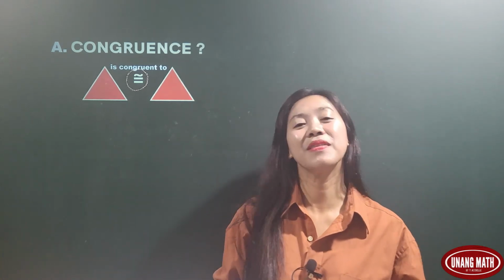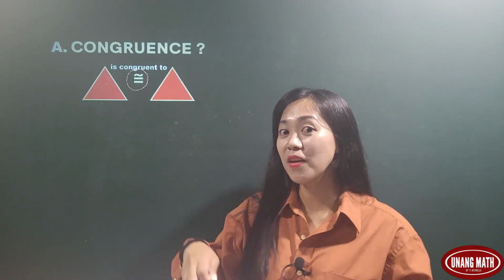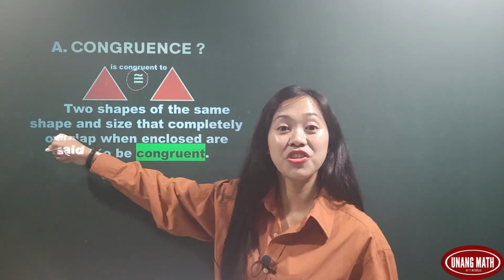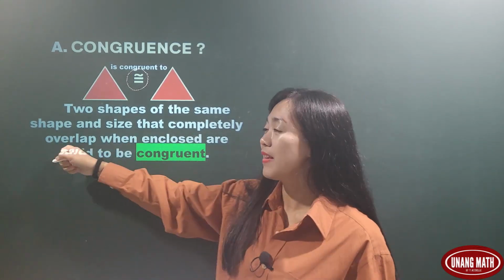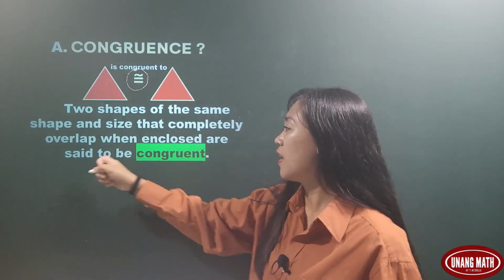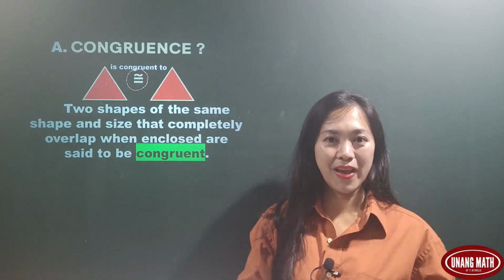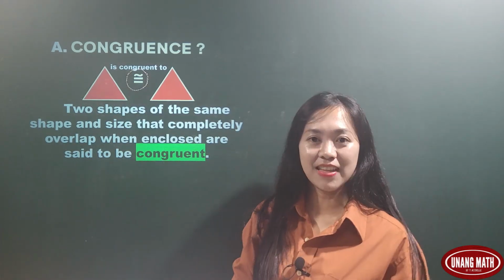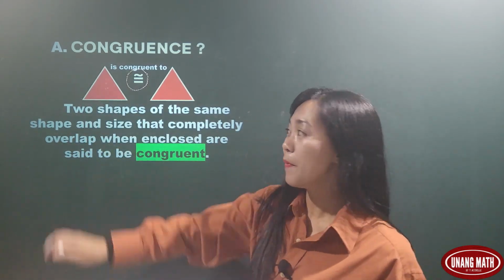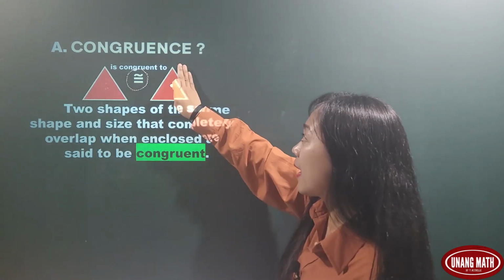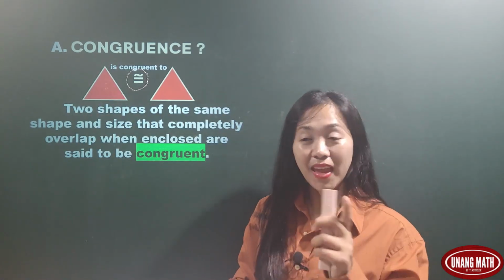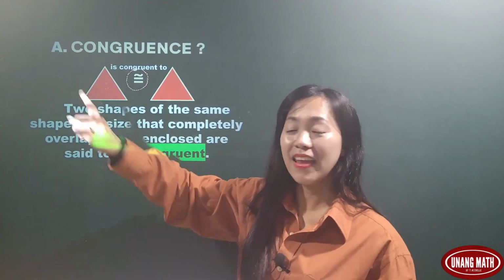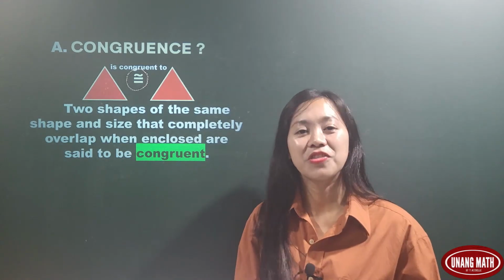Okay, paano natin masasabi na ang isang figure ay congruent sa isang figure? Okay, so two shapes of the same shape and size that completely overlap when enclosed are said to be congruent. Okay, halimbawa, ang ating triangles dito. So this triangle, kapag kukunin natin ito at ipapatong natin sa triangle na ito, it's the same shape and size. Kaya naman, this triangle is congruent to this triangle.